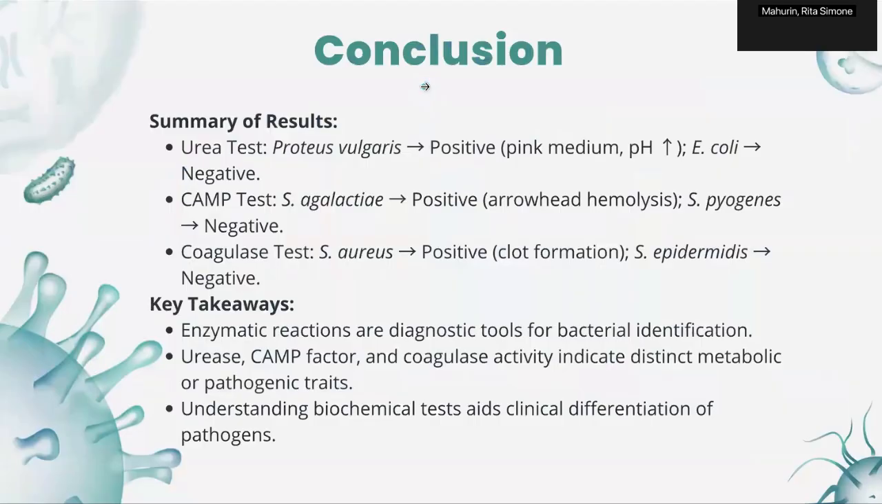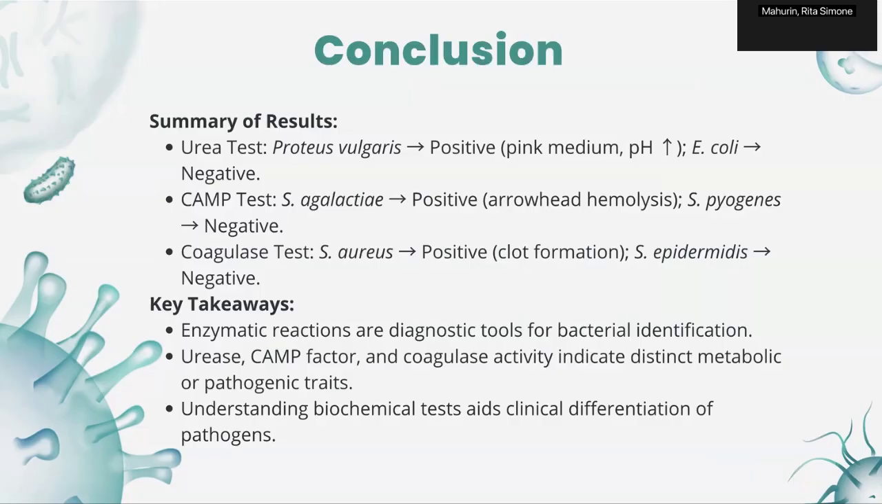In conclusion, we summarized the results that we saw with each test. So the urea test, the P. vulgaris was positive with a pink medium, and then the E. coli was negative. With the CAMP test, the S. agalactiae was positive, and we also saw hemolysis present. And then with the S. pyogenes, we expected a negative result. With the coagulase test, S. aureus was positive, so we did see the clot formation, and in contrast, the S. epidermidis was negative, and so we didn't see that same clot formation.